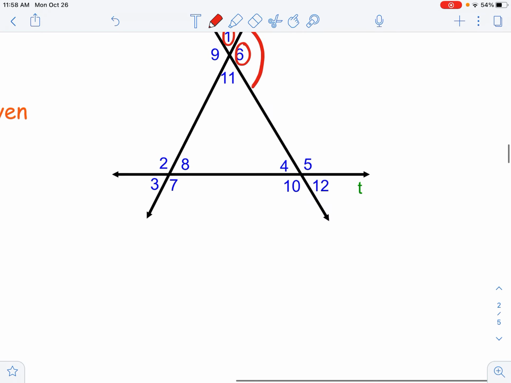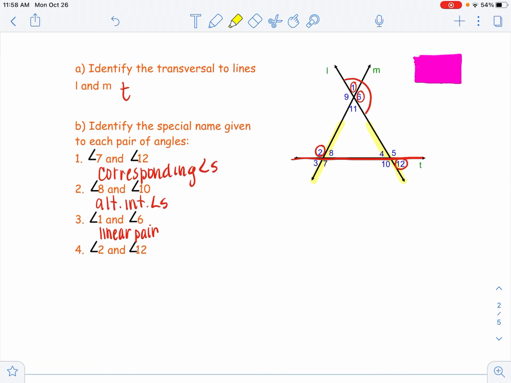And then 2 and 12. All right, they both touch T, the transversal. That means my double lines right here are those two. And if you look, they're both on the outside, so exterior. And then they're on opposite sides of the transversal, so alternate exterior angles.